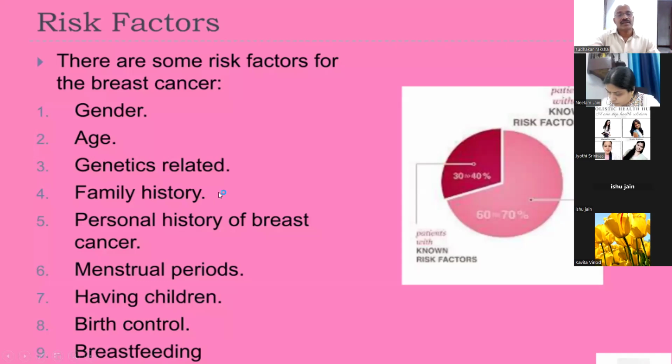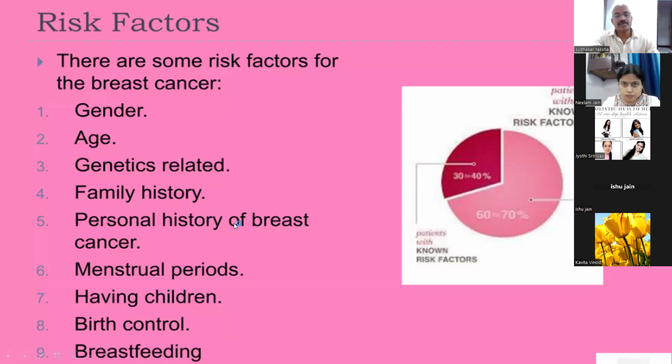The family history. When there is a history of breast carcinoma in first degree relatives, meaning the mother, the sister, or children, these individuals are 2 times more likely to develop breast carcinoma when compared with the general population.